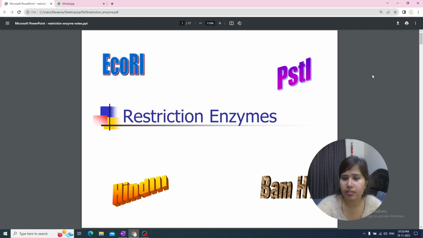What are basically the restriction enzymes? Restriction enzymes are basically the tools inside biotechnology. So what happens during biotechnology? I told you that we are going to change the genetic composition of any microbe. For the alteration in the genetic composition of any microbe, what we have to do? We have to cut the genome of that particular bacteria or microbe, and then we are going to add some additional segment of DNA, which is your desired gene.